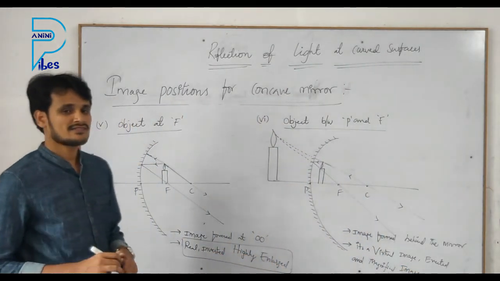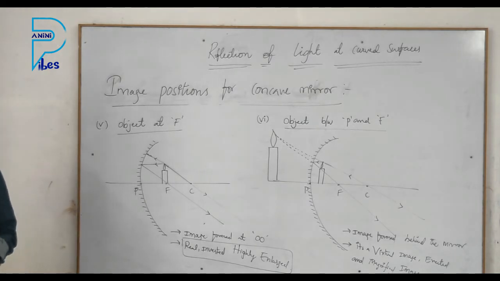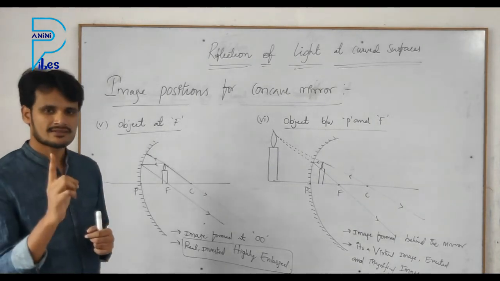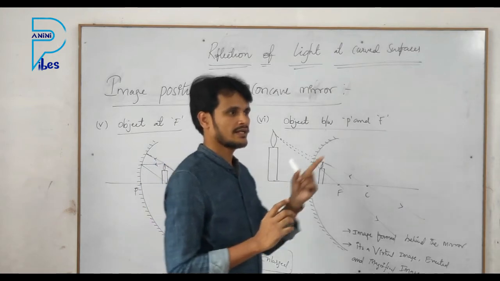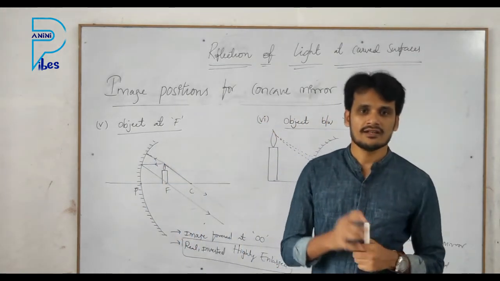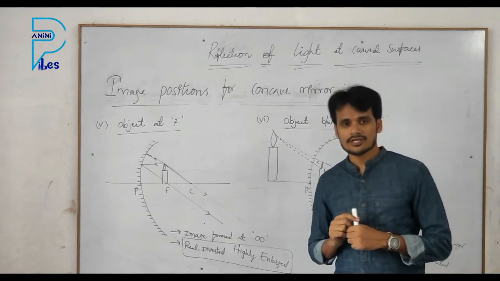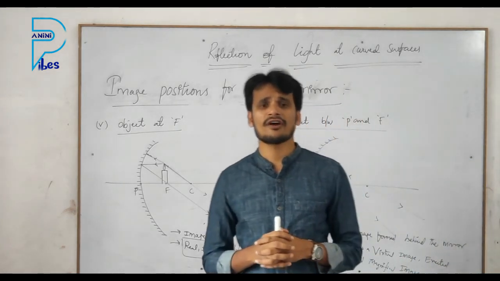So these are the 6 positions for concave mirror. Once again I am repeating these 6 types of positions on concave mirror. First position is object placed at infinity. Image forms at focus. That is a point size image.